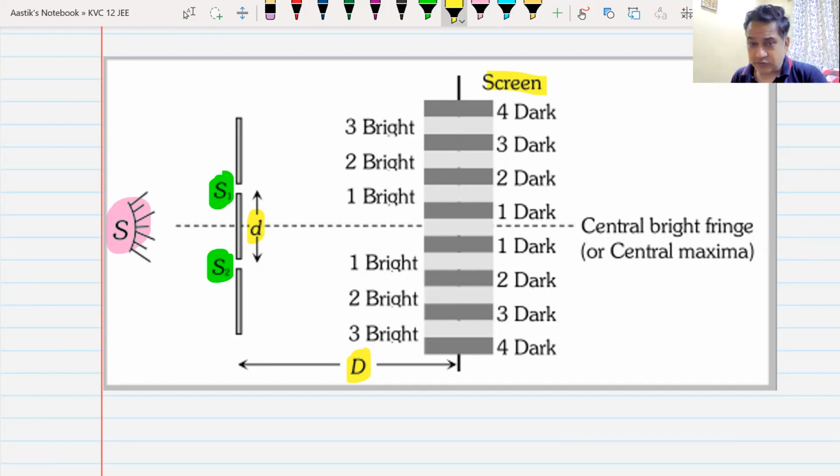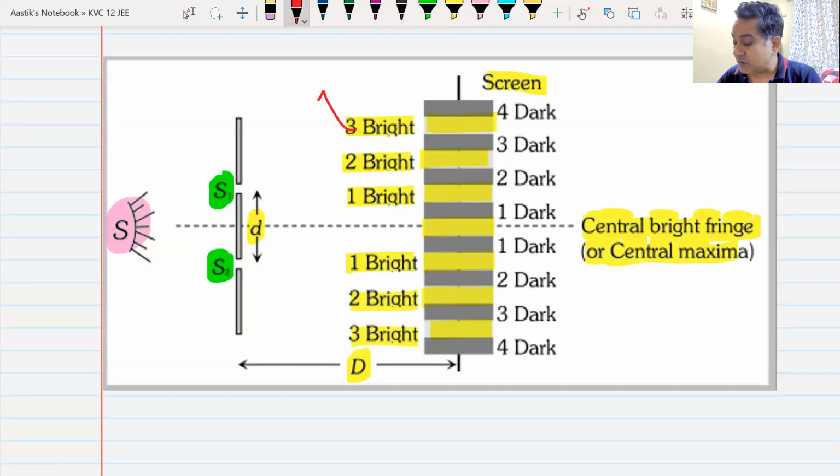What is going to happen? Again, I have shown you interference is going to happen at some points. You are going to see brightness. These yellow points are brightness, brightness, brightness. The central region is always a bright fringe, which is known as the central bright fringe or central maxima. Above the central maxima, you have the first bright fringe, second bright, third bright, and so on. Below the central maxima, first bright, second bright, third bright, and so on. These are happening because of constructive interference.